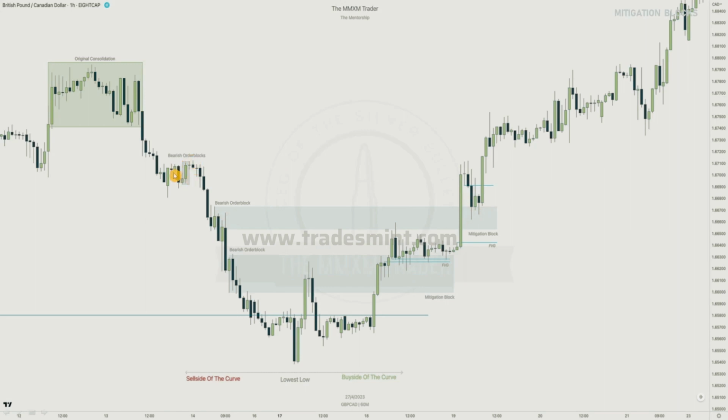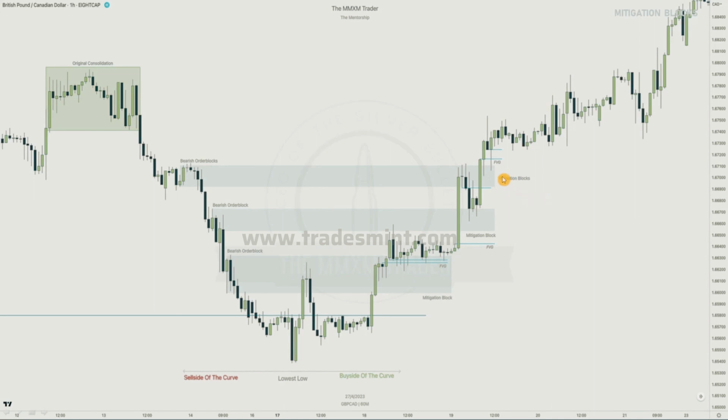And lastly, up here we have another one, right? Extend it out in time. We've got another mitigation block up here, right? A fair value gap has been formed over here, and then continuation to complete this whole market maker buy model. So really outline those old arrays from the sell side of the curve, extend them out in time into the buy side of the curve, and wait for your new PD array to form, and then it will be higher probability to take a trade from.